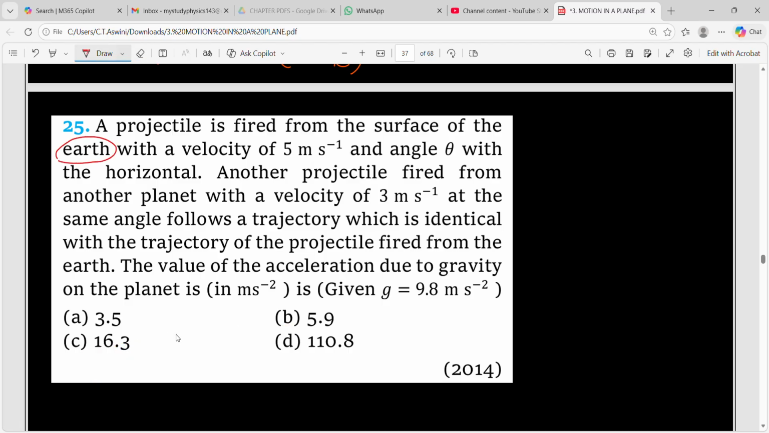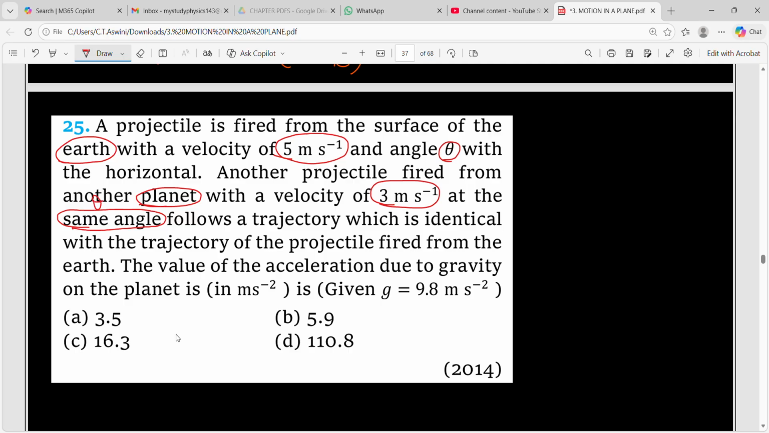And what is the velocity of the projectile? It is 5 meter per second. And angle of projection is theta with the horizontal. There is another projectile fired from another planet with a velocity of 3 meter per second. That means there are two projectiles. One is projected from Earth, the other is projected from some another planet. Let us consider Jupiter, whatever it is, some another planet. And their velocities are different. Second projectile was also projected with the same angle. That means this is also projected with theta.